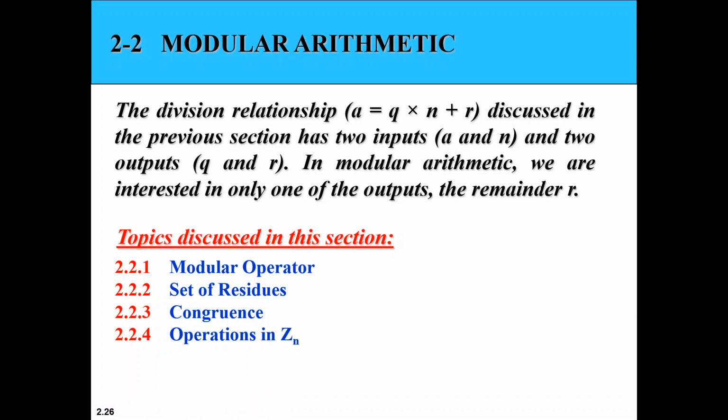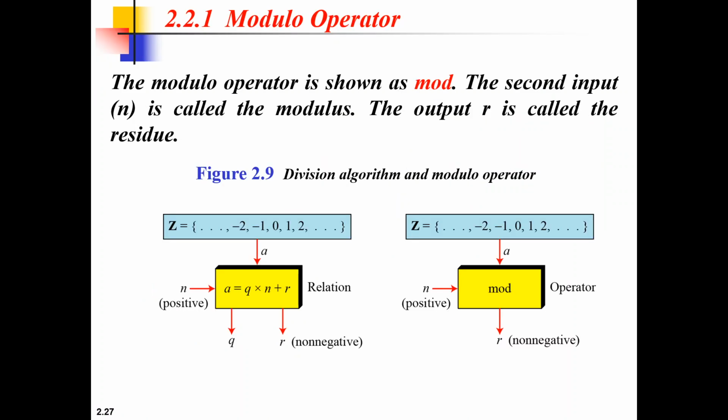We have already seen the division relationship, that is A is equal to Q into N plus R, where N is the integer which will be there with the mod, and the answer we write in terms of R. That is the way we have studied. So what are we going to study in this particular video? We will find out what the modular operators are, what is meant by the set of residues, what is meant by congruence, and what the different operations are which can happen in Zn.